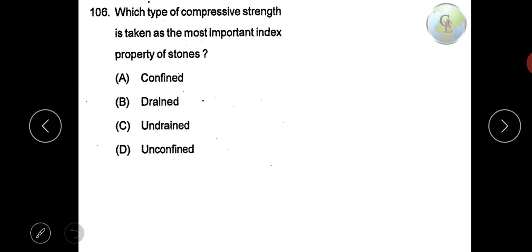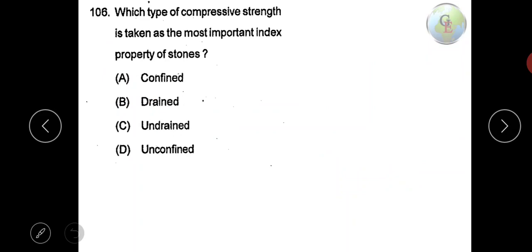Next question: which type of compressive strength is taken as the most important index property of stones? First, we'll discuss what compressive strength is. Compressive strength is the strength of rock, that means the force expressed per unit area.